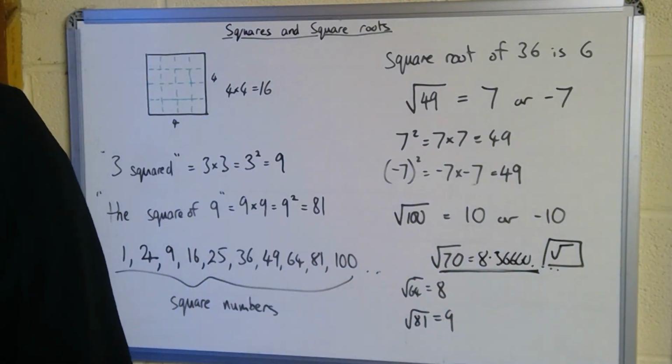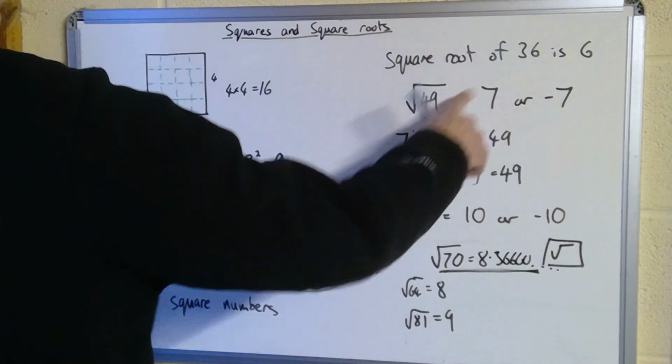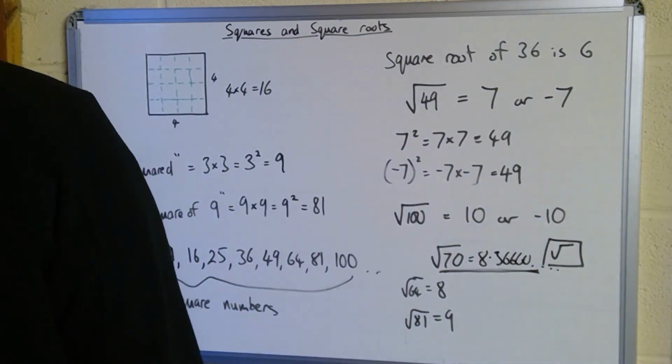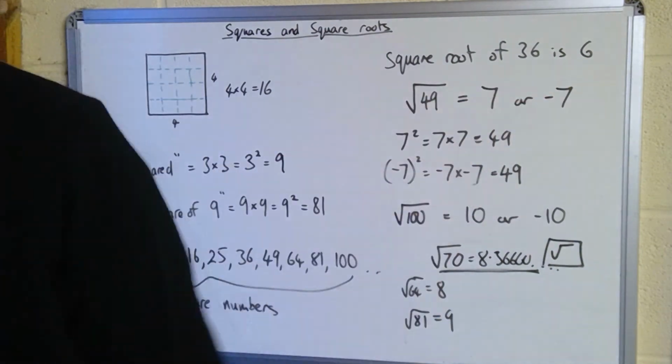So squaring a number means multiplying it by itself. The square root of a number means which number multiplies by itself to get that number. And just be careful, because sometimes you might be asked for the negative square root as well.